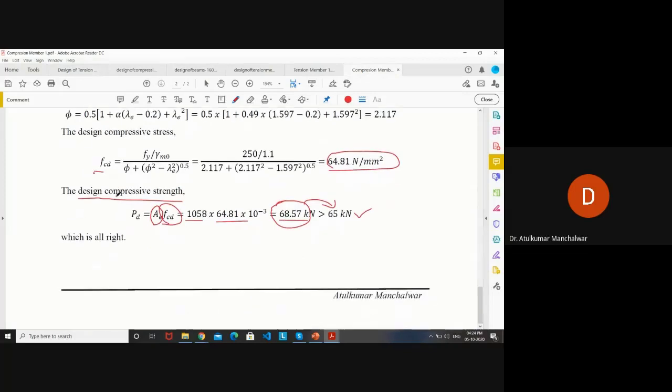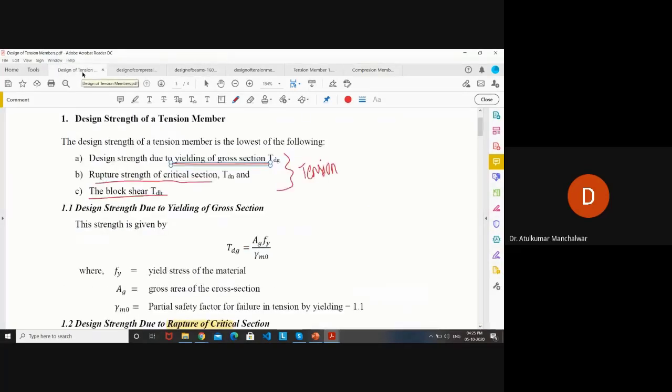That's why we calculated the design strength here. What is the compressive strength of the section I have provided? That strength should be more than the applied coming force. So this is the small difference between a tension member and a compression member. The failure patterns of the tension member are these 3: yielding of the cross section, rupture strength of the critical section, and block shear.